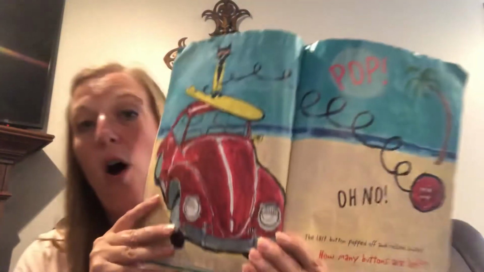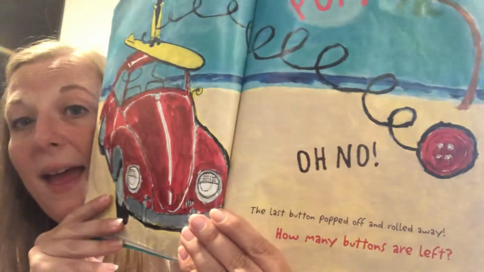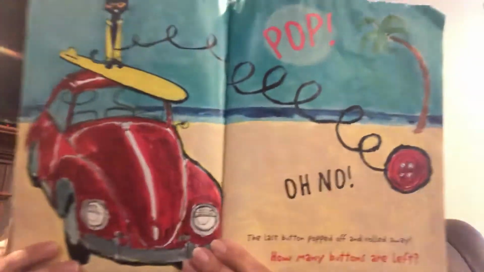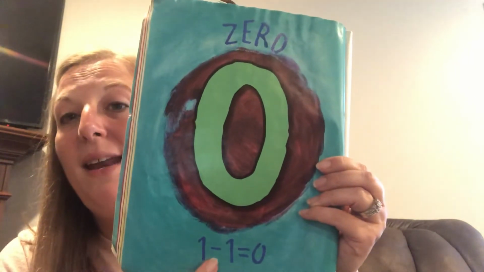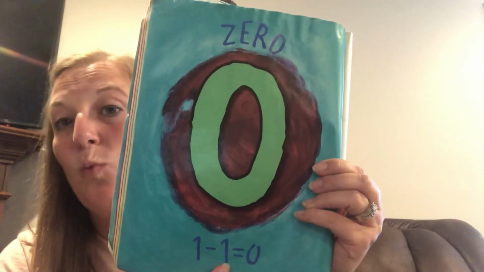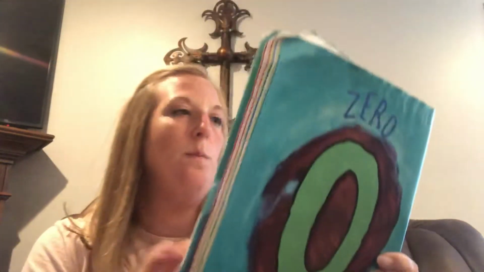Pop! Oh no! The last button popped off and rolled away. How many buttons are left? He only had 1. One popped off. That's right, 0. 1 take away or minus 1 equals 0.